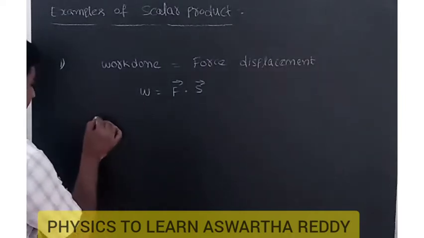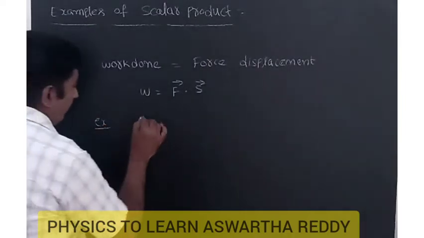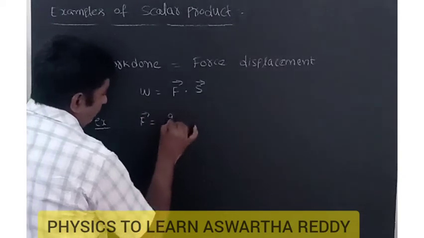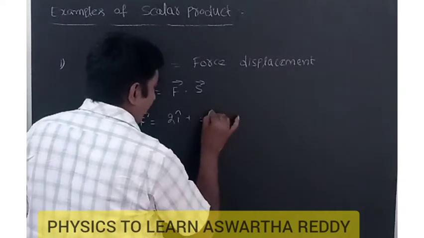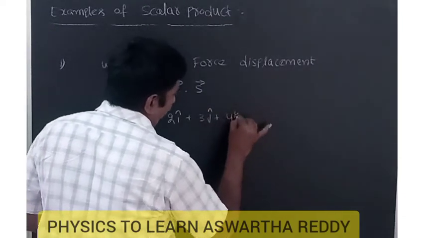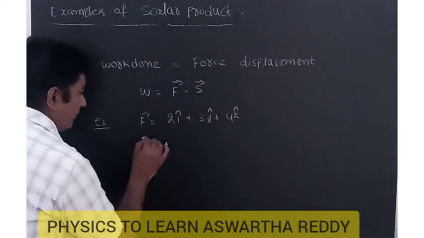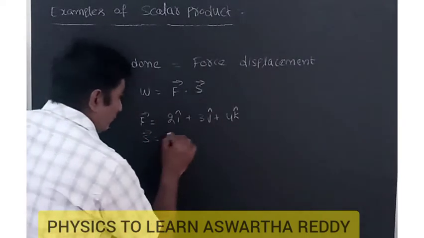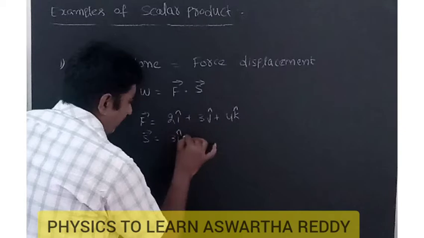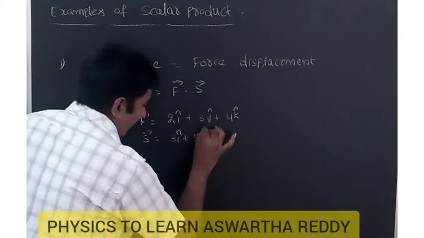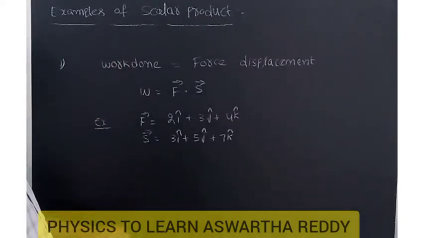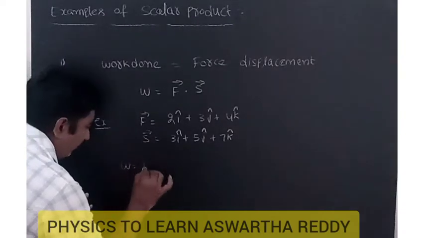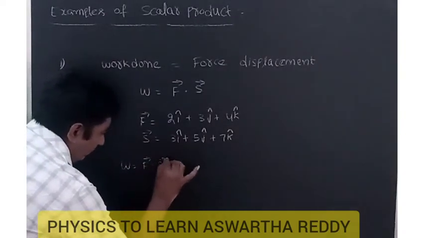So for example, F vector is equal to 2i cap plus 3j cap plus 4k cap. Displacement is equal to 3i cap plus 5j cap plus 7k cap. In this way they have been given, so we can find the work done. Work done is equal to F vector dot S vector.